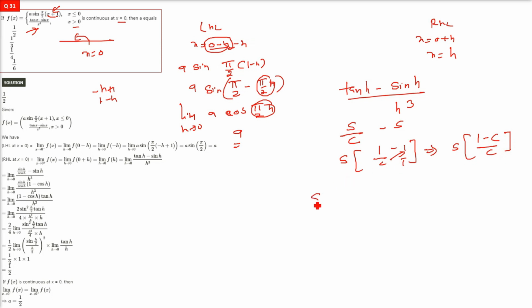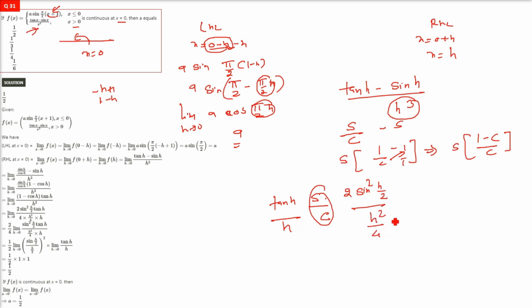Sine by cos you can write as tan. And 1 minus cos theta is 2 sine square theta by 2. What is theta here? h. So 2 sine square h by 2. And since we already have this cos in the denominator, sine and cos gives tan. So we have 2 sine square h by 2 and tan h. What about the h cube in the denominator? It was already h cube. So we can utilize h square for sine square h by 2 and h below tan h. That is how we can utilize.